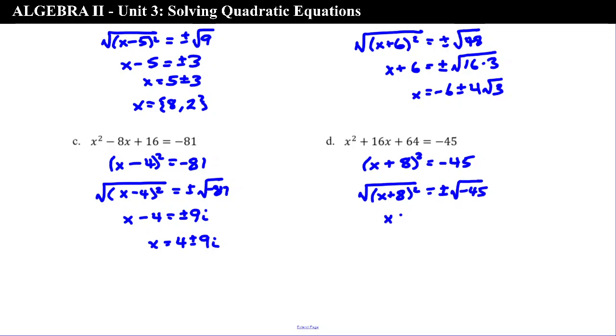So we end up with x plus 8 on the left-hand side. On the right-hand side, we can do a little bit of simplifying of that square root. 45 is 9 times 5, so 9 is our perfect square that we can pull out. We're going to pull out the square root of negative 1 while we're at it. So x equals negative 8 plus or minus 3i square root of 5.